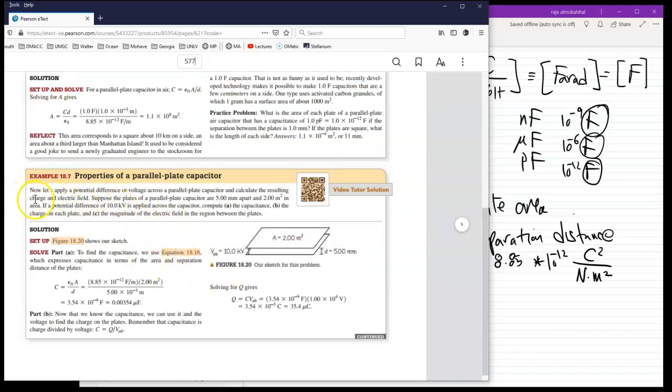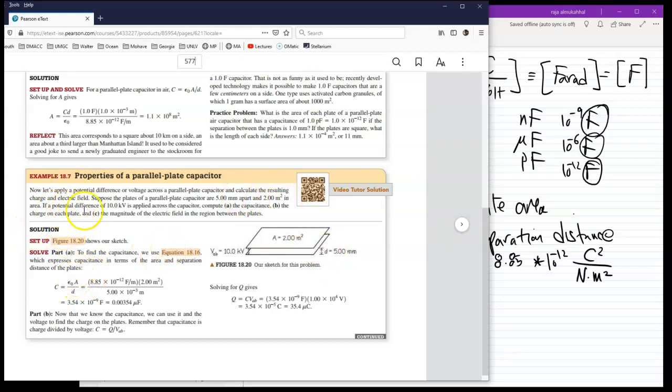Okay, it says here, now let's apply a potential difference of voltage across a parallel plate capacitor, PPC, and calculate the resulting charge and electric field. Suppose the plates of a parallel plate capacitor are 5 millimeters apart. That would be small letter d right there. And 2 meters squared in area. That's capital A. You see what I'm saying?